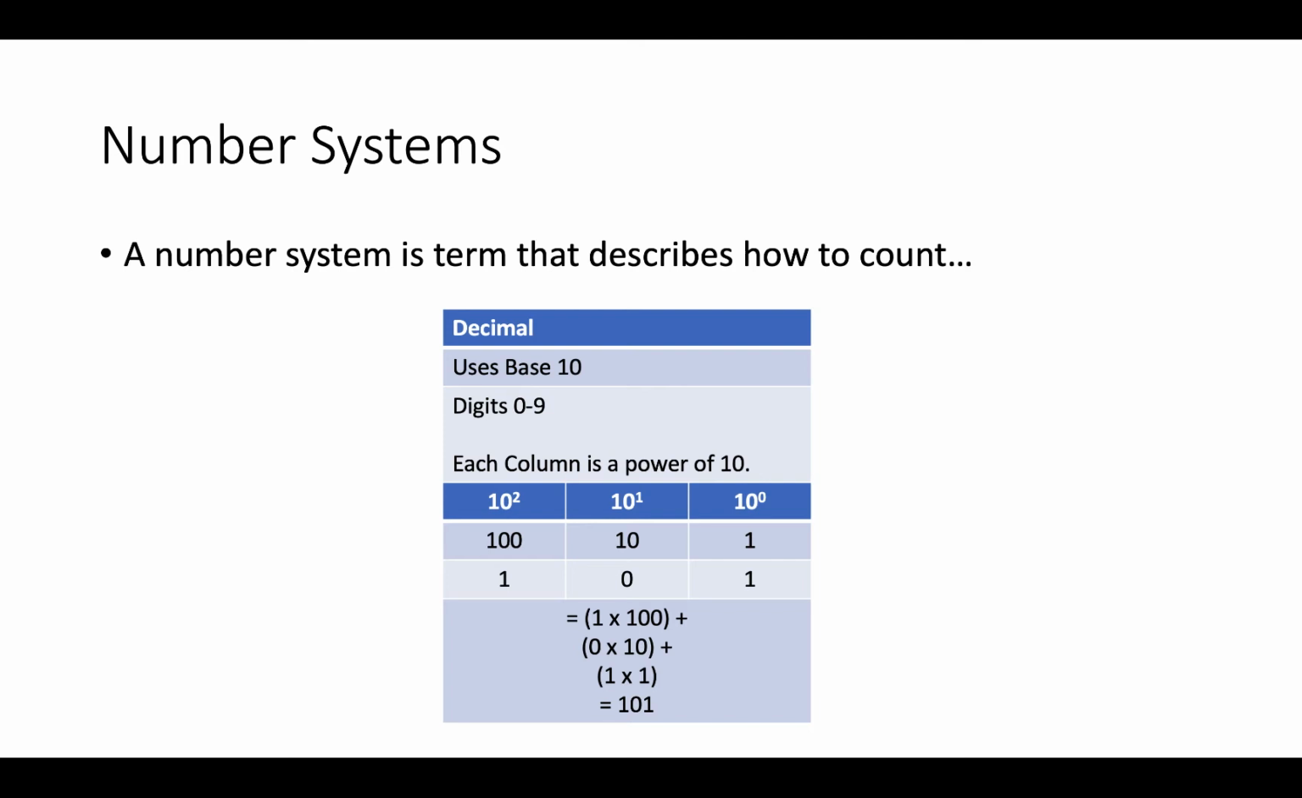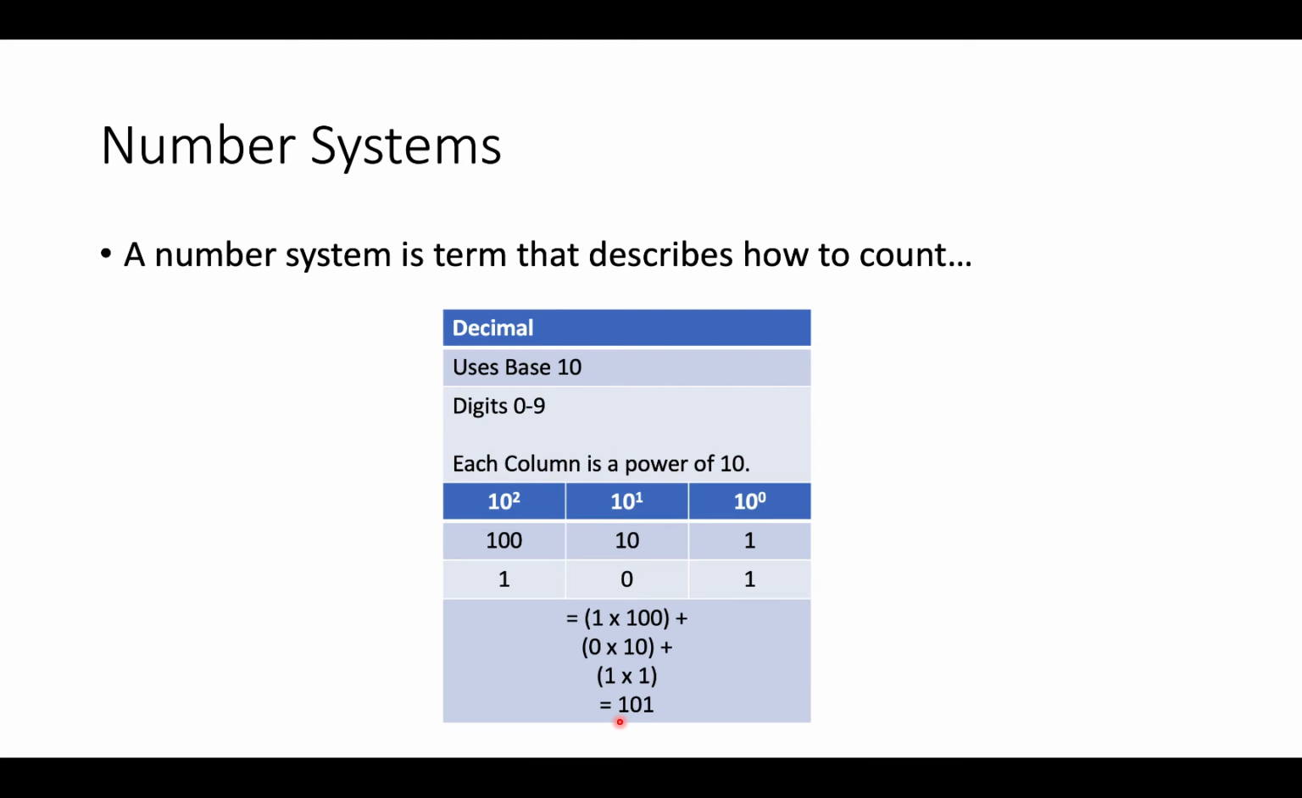So if I were to write, let me just grab my laser pointer. So if I were to write 101 and I'm using the decimal system, what that's really saying is I want 1 lot of 100, 0 lots of 10, and 1 lot of 1. Okay, which is 101 as we know it every day. Okay, so the decimal is what we use every single day.